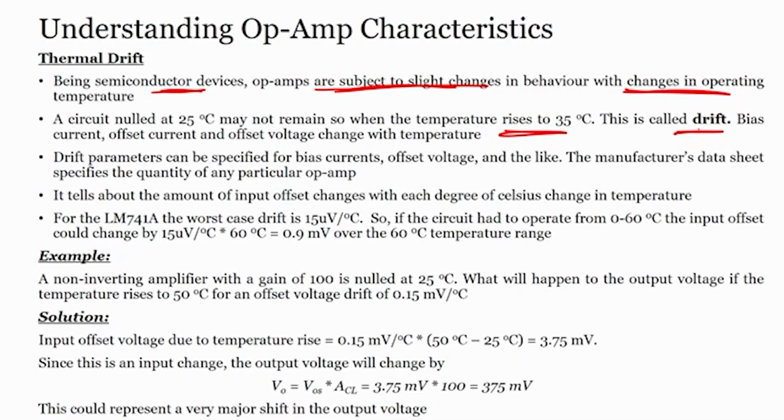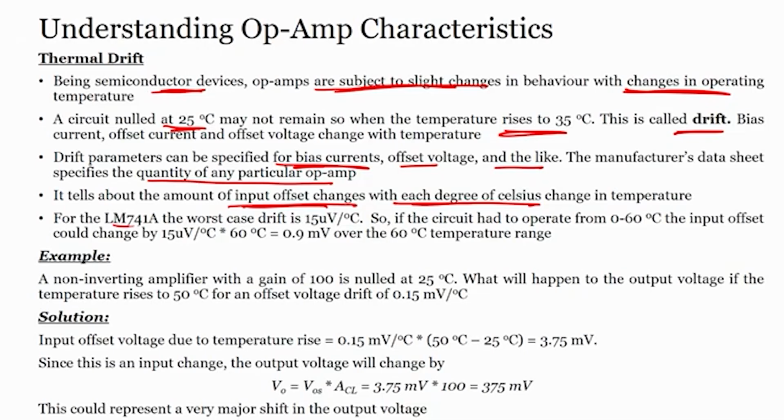Bias current and offset voltage change with temperature. So, we have to understand that if you have nulled for one temperature, it may not be nulled for another temperature. The drift parameters can be specified for the bias current, offset voltage and the like. The manufacturer data sheet specifies this quantity for any particular op amp. It tells the amount of input offset change with each degree centigrade change in the temperature.